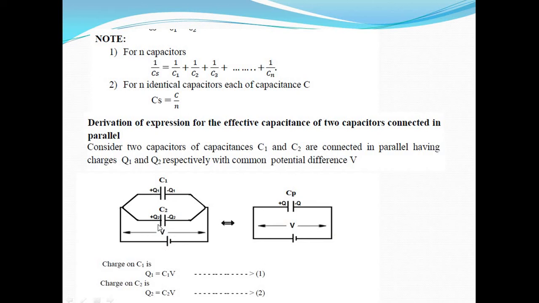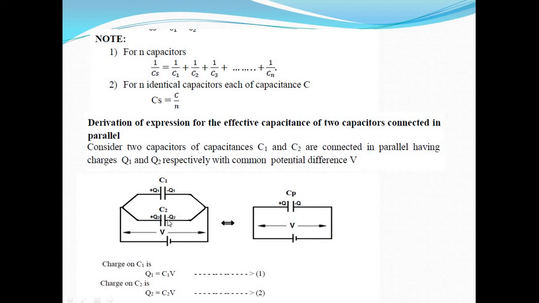See students, here the charge divides. Potential on each capacitor remains same. You have to note that when the capacitors are in series, the potential divides, charge remains same. When the capacitors are in parallel, charge divides, potential remains same. Cp is the effective or equivalent capacitance of the parallel combination. Instead of these two capacitors, the single capacitor can be used. Okay students, V is the PD. Here, the charge divides. Q is equal to Q1 plus Q2.